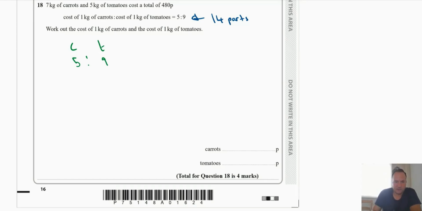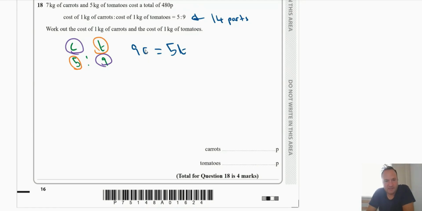So we can convert this, and there's a technique to actually constructing equations based off ratios. We can basically say, in this case, that 9c is equal to 5t. And this makes sense, doesn't it? If we double the value of t, we also double the value of c as well. If t is 5, c is going to be 5 over 9. So it makes sense that we can construct this equation based off the ratio that we've already got. Okay, so that's the first thing.